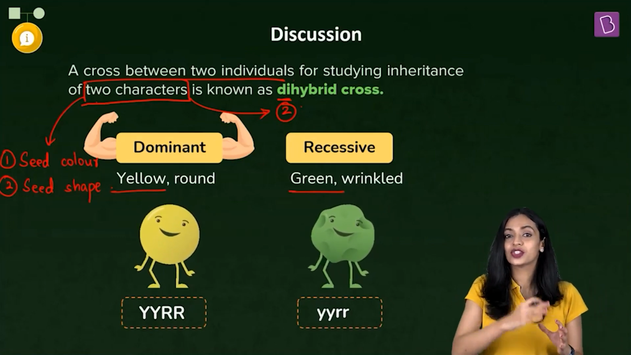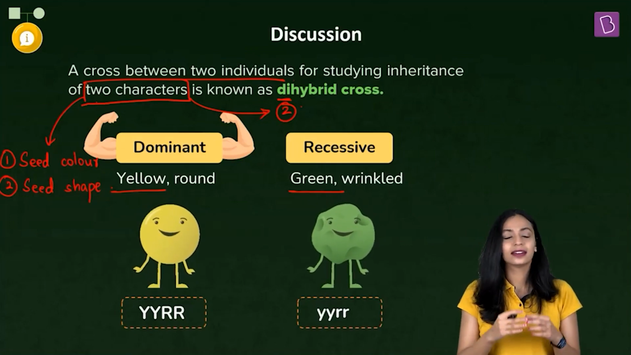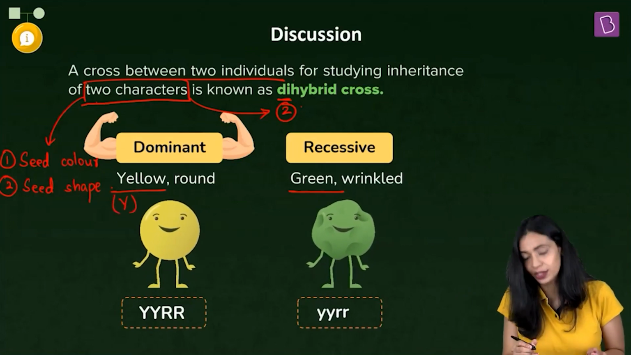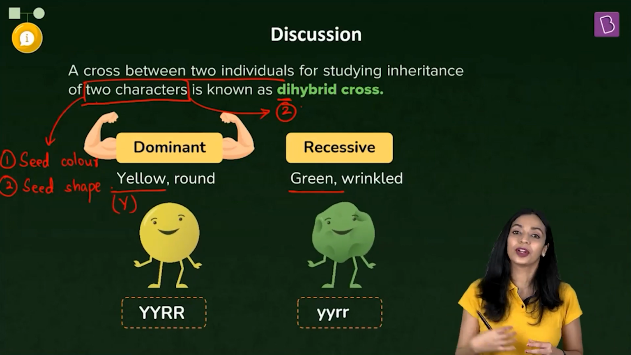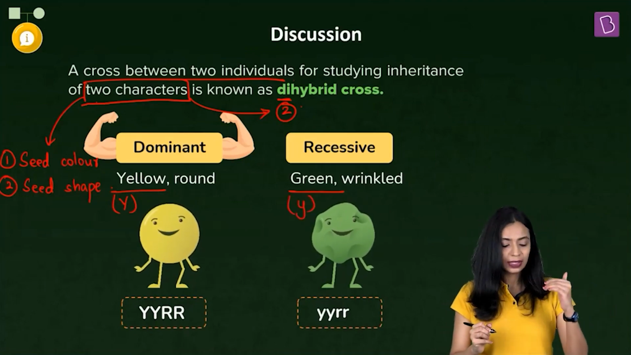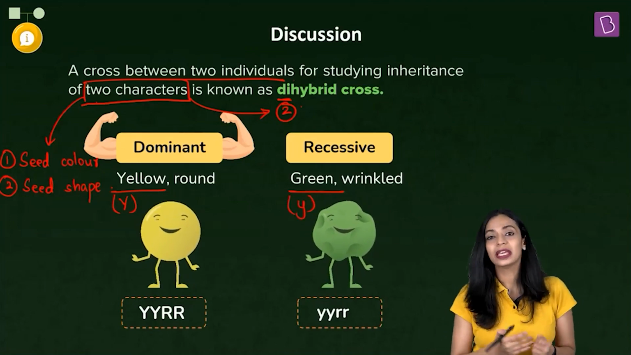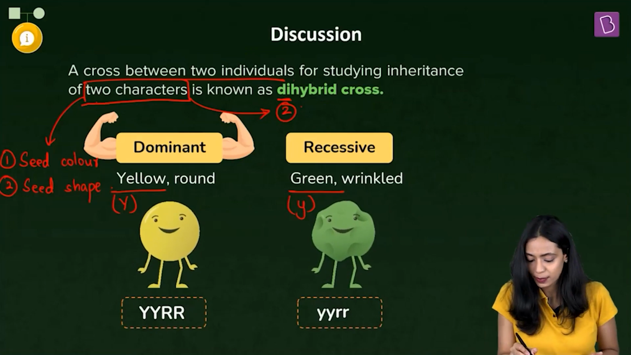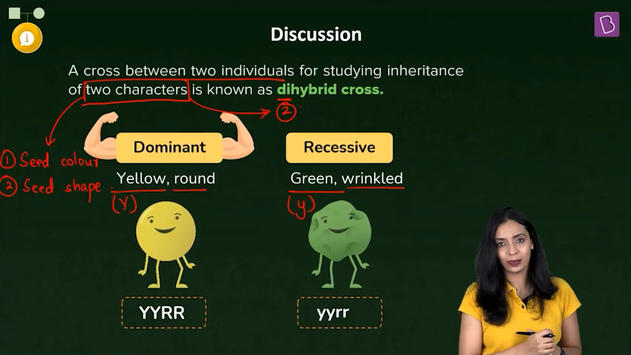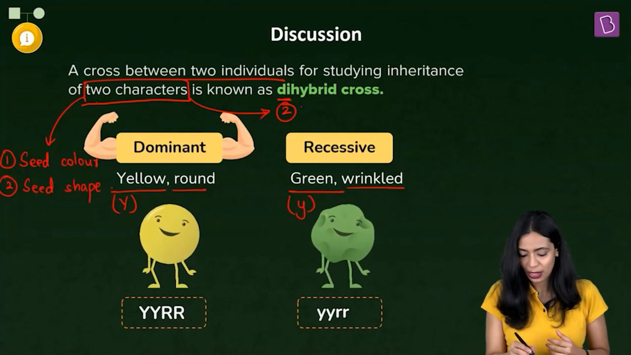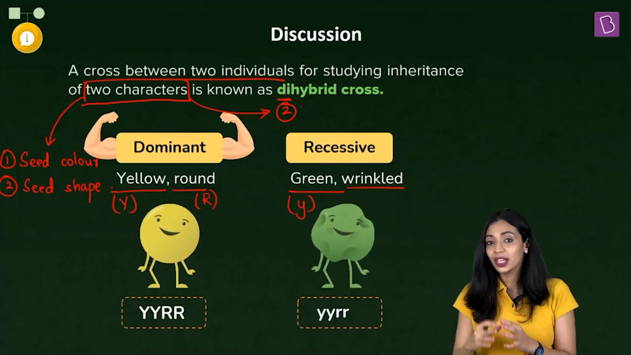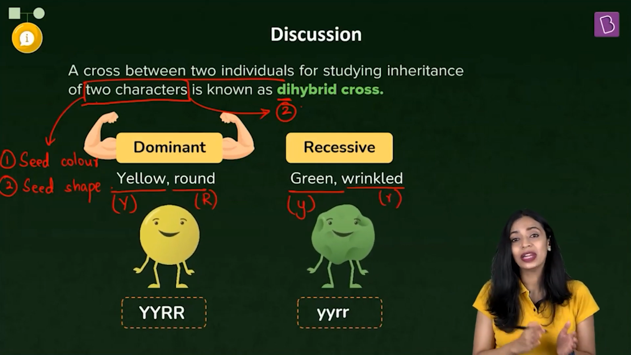But the yellow seed trait is dominant over the green seed trait. And the allele that is responsible for the formation of yellow colored seeds can be represented by the capital letter Y, and the allele that is responsible for the production of green colored seeds can be represented as small letter y. Now let us talk about the second character, which is the seed shape. Seed shape again has two variants, either it can be round or it can be wrinkled, and the round seed shape is dominant over the wrinkled seed shape. The allele responsible for the round seed shape can be represented by the capital letter R, and the allele responsible for wrinkled seed shape can be represented by the small letter r.